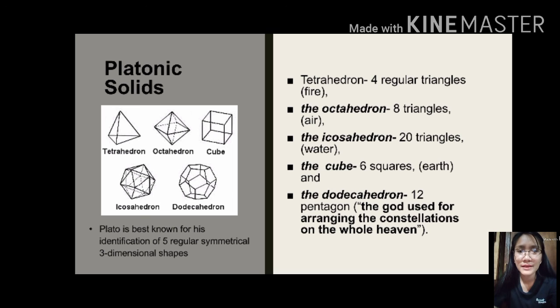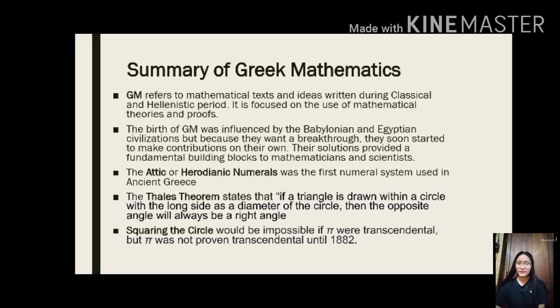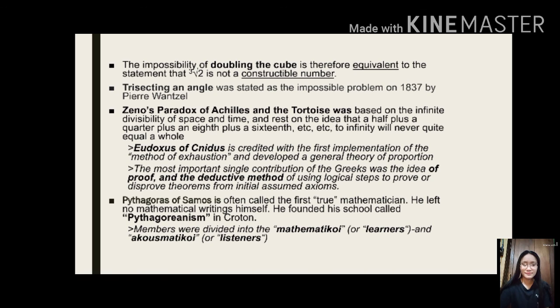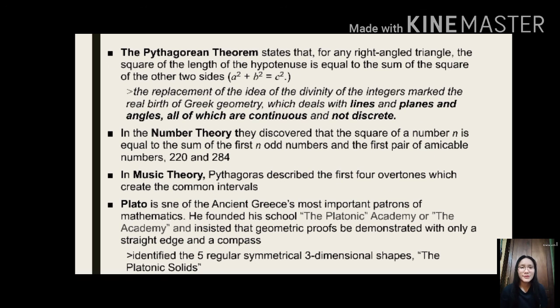Around 1600, the German astronomer Johannes Kepler devised an ingenious system of nested Platonic solids and spheres to approximate quite well the distance of the known planets from the Sun. And last, we have here the summary. And that is all about Greek mathematics.